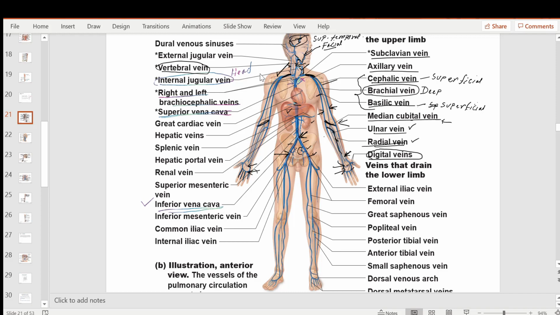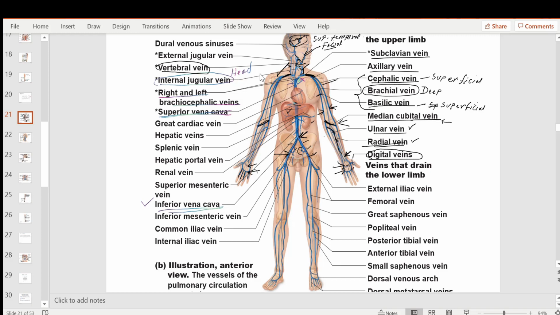Okay, so the larger one is external iliac and the smaller one is the internal iliac. The larger one, external iliac, receives blood from the leg, and internal iliac receives blood from the pelvic organs, and then they give the blood to the common iliac. Okay, so those are two tributaries of the common iliac, the external iliac and internal iliac, like the arterial system.